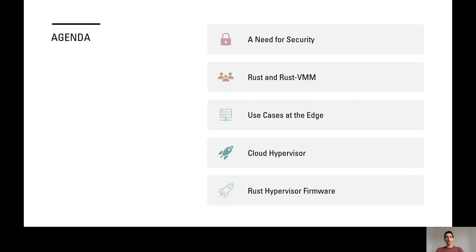So we're going to look at the reason why we need security in the virtualization use case. Then we'll look at two pillars to achieve the security that we're looking for, which are Rust and Rust VMM. Then we'll look at different use cases that we have at the edge, namely the pet versus cattle VM use case. And we'll finish the presentation diving into the details of the Cloud Hypervisor project, as well as the Rust Hypervisor Firmware framework.